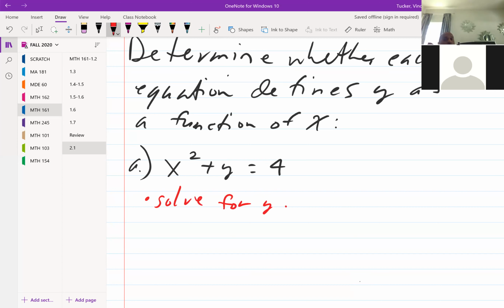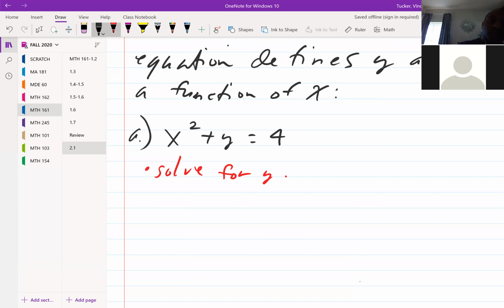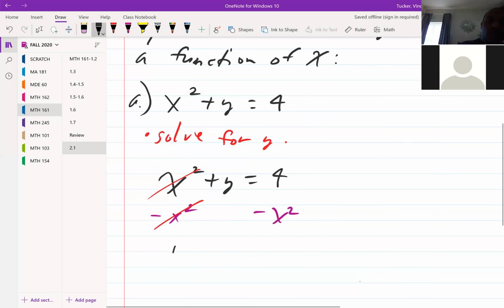All right, so determine whether each equation defines y as a function of x. So we're doing it algebraically. First, we're going to solve our equation for y. So subtract x squared from both sides. Y is equal to 4 minus x squared.